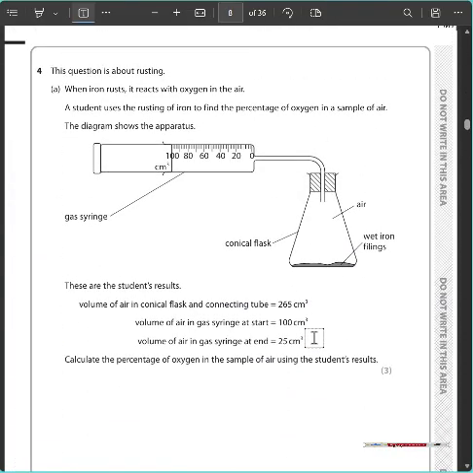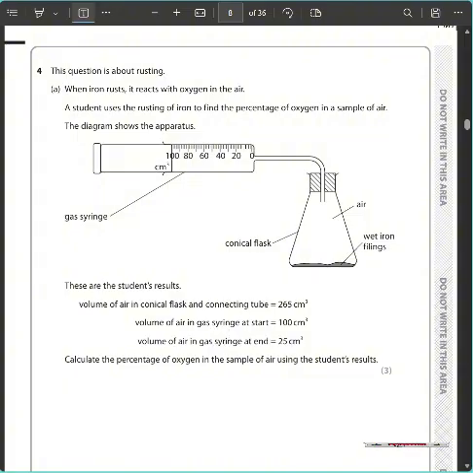The fourth question. This question is about rusting. When iron rusts, it reacts with oxygen in the air. A student uses the rusting of iron to find the percentage of oxygen in a sample of air. The diagram shows the apparatus. These are the student's results. Volume of air in the conical flask and connecting tube is 265 cm3. Volume of air in the gas syringe at the start is 100 cm3. Volume of air in the gas syringe at the end is 25 cm3.